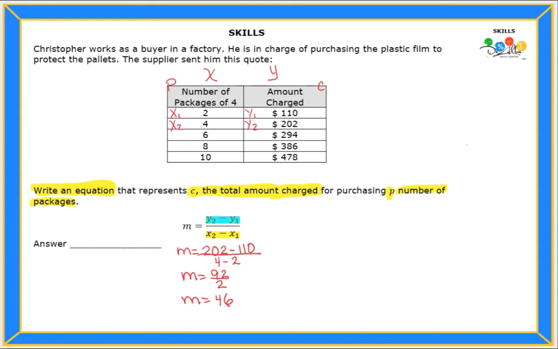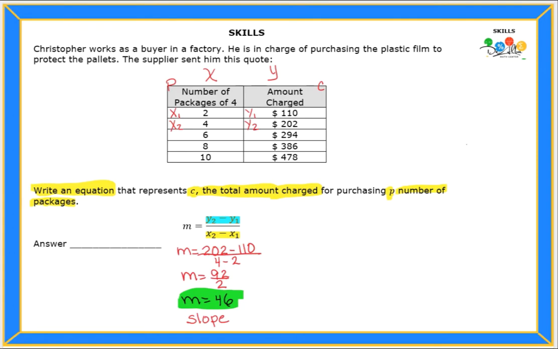So 46 will represent my what? My slope. Very good. If you want to write down the word slope, it's up to you. But we all know that M is a slope. Okay? Any questions so far? Let's go to the next.